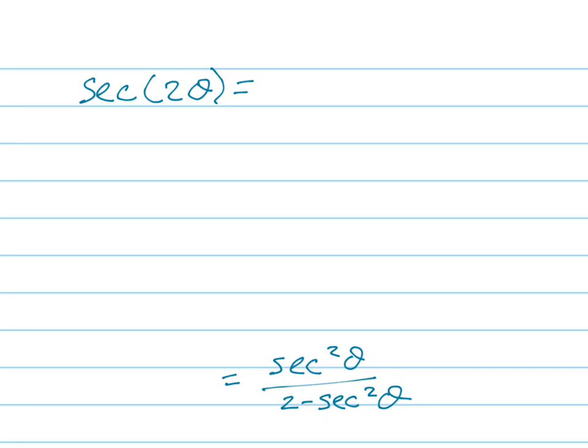So secant 2 theta is like 1 over the cosine of 2 theta, right? And for the cosine of 2 theta, there's a couple different properties we can use. Let's use cosine squared minus sine squared.